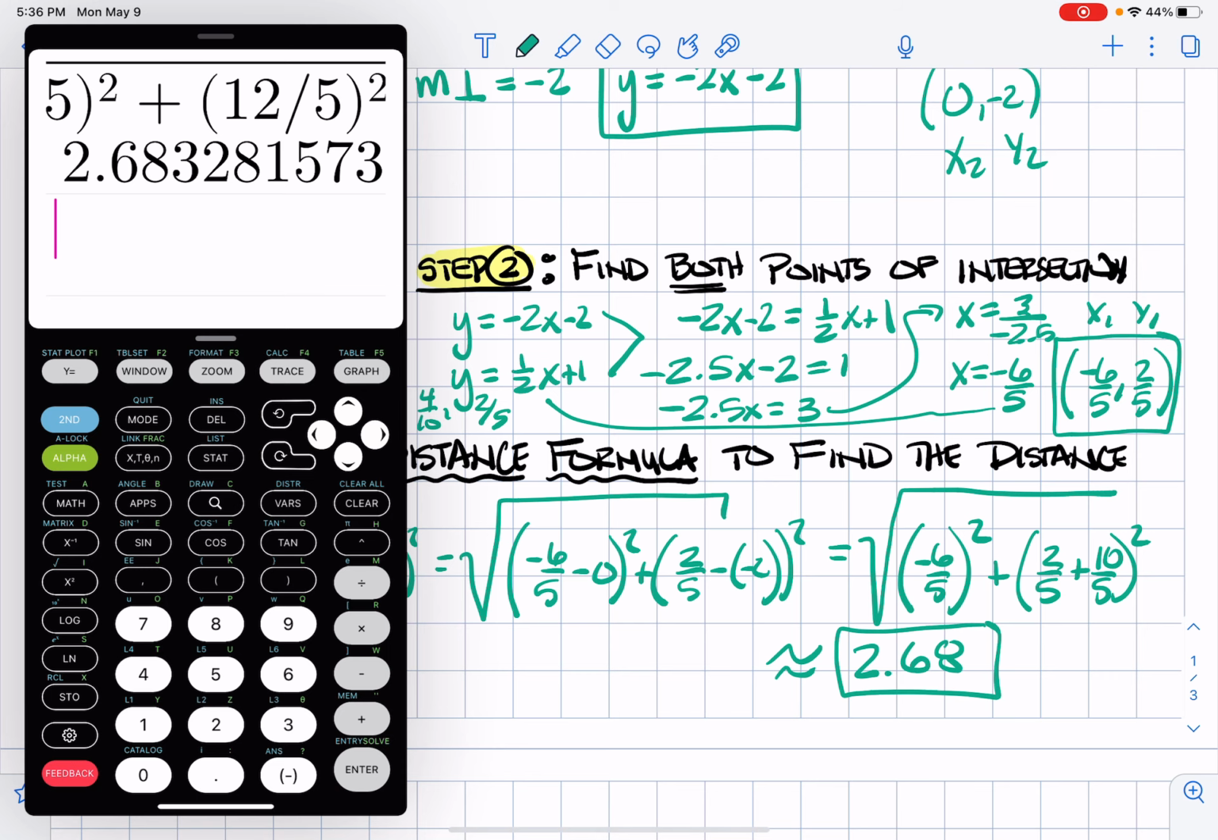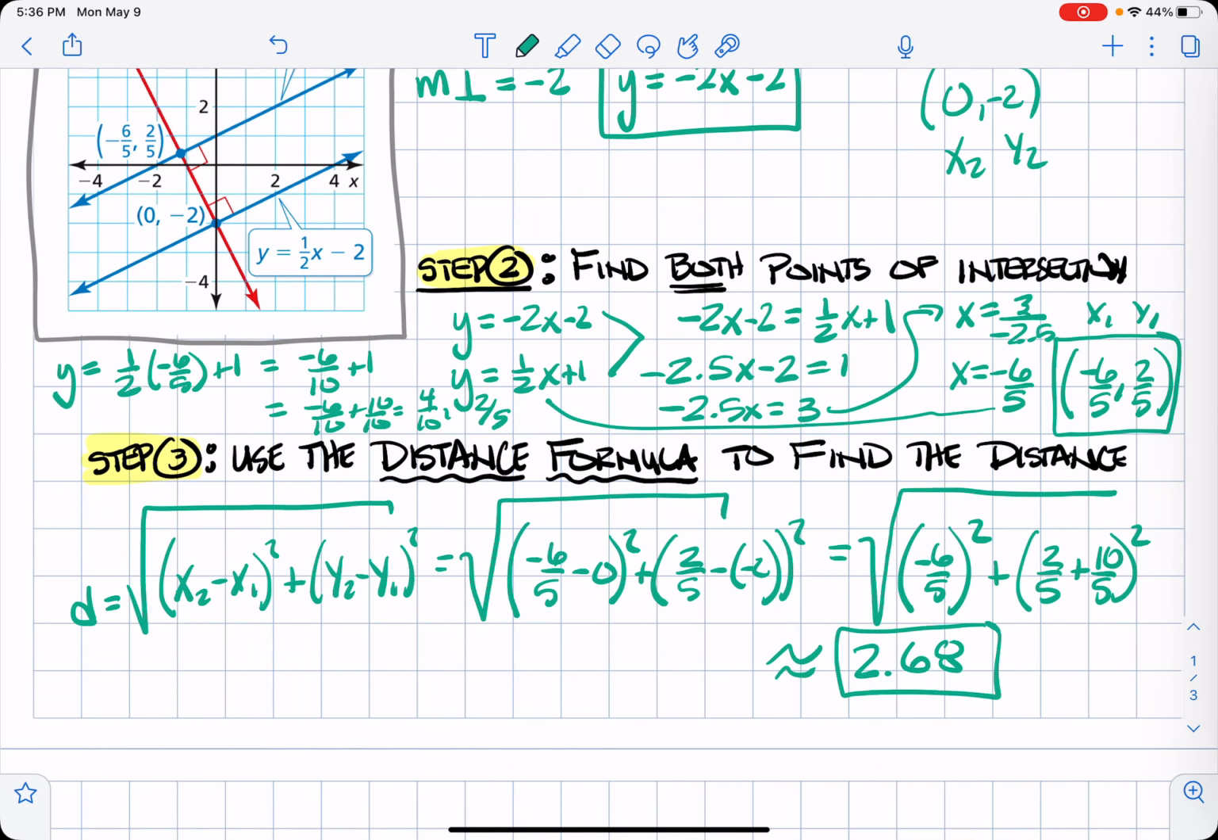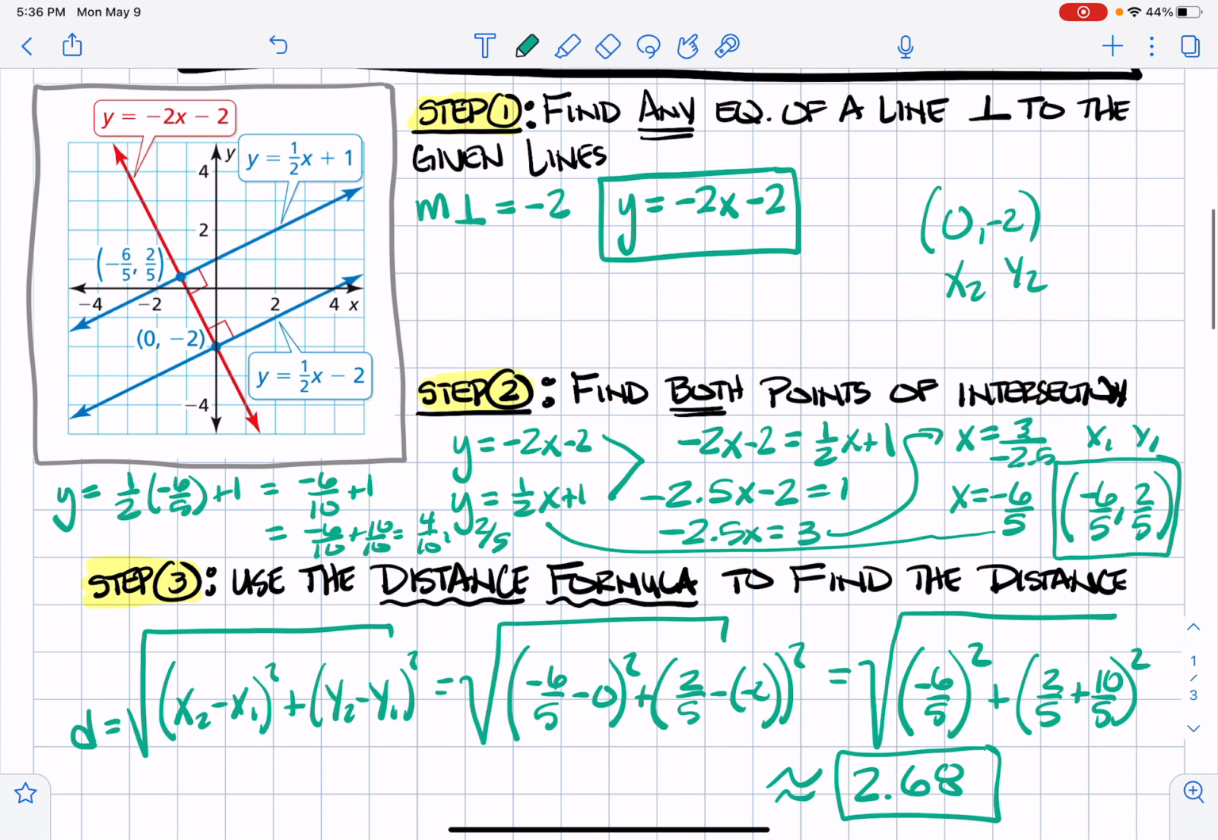So that is definitely challenging because there are so many steps involved. But step 1 is find any equation of a line that's perpendicular. Step 2 is figure out where they intersect. And then step 3 is use that distance formula to complete the distance between the parallel lines. I realize that that's a lot, so if you have questions, please ask.